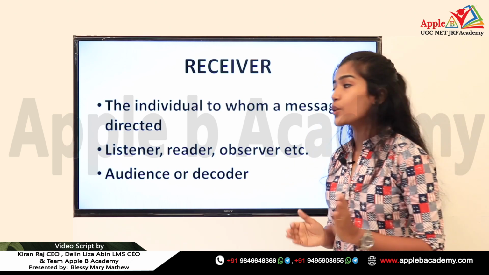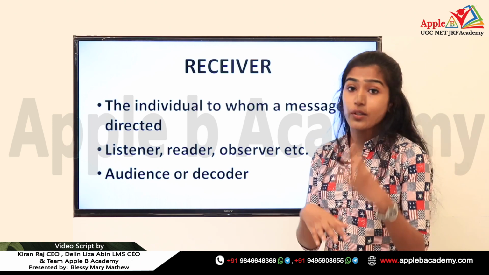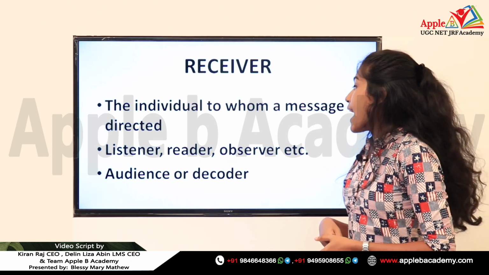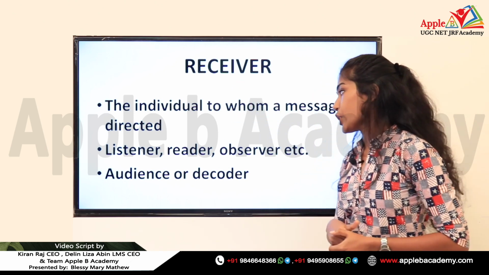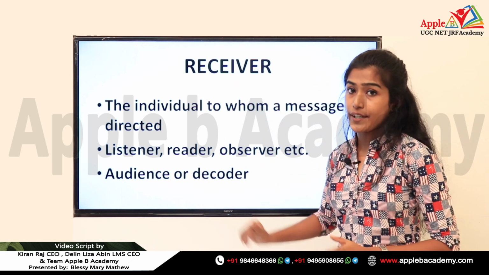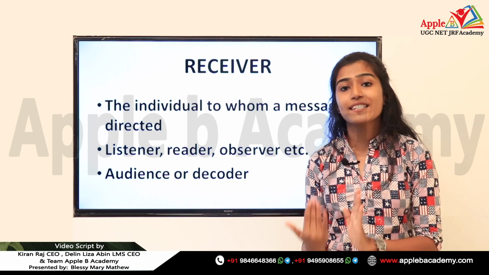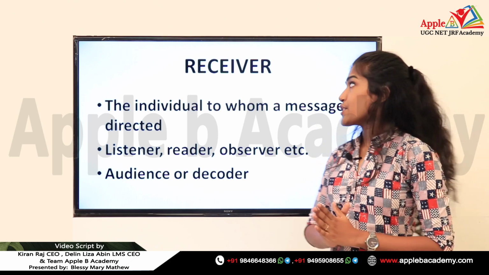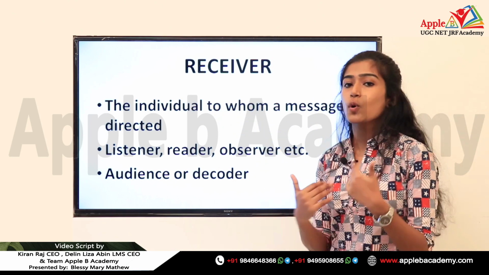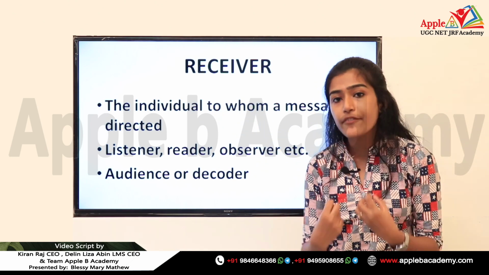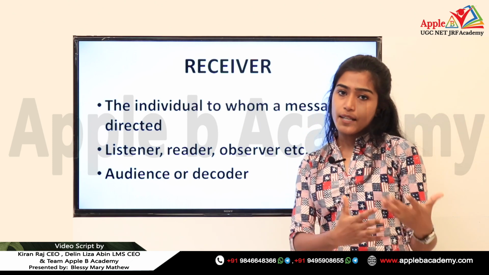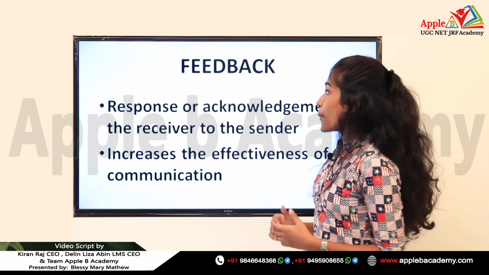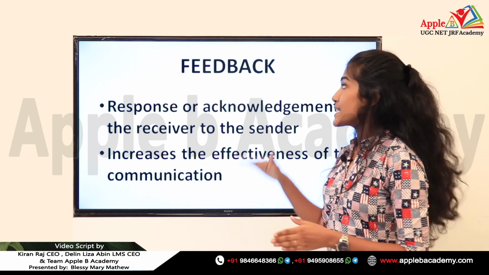So if you are reading a book, you are the receiver who can be called a reader, or even an observer. And the receiver can also be called audience or decoder. So the sender can also be termed as encoder, while the receiver can be termed as decoder. So the receiver is basically the individual who is receiving the message that has been sent by the sender. Alright. So the next component in the process of communication is feedback.